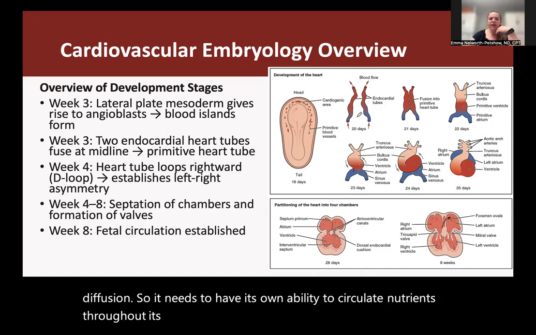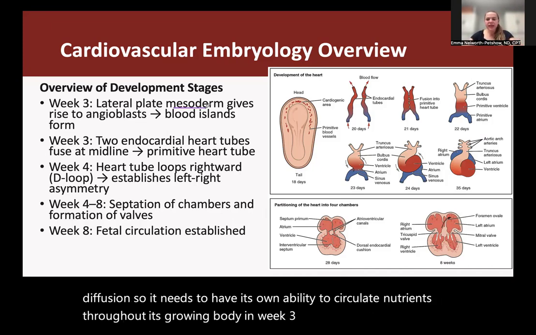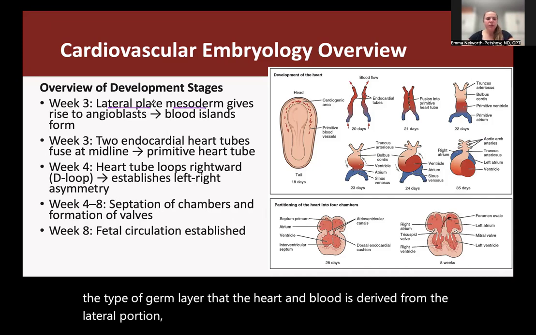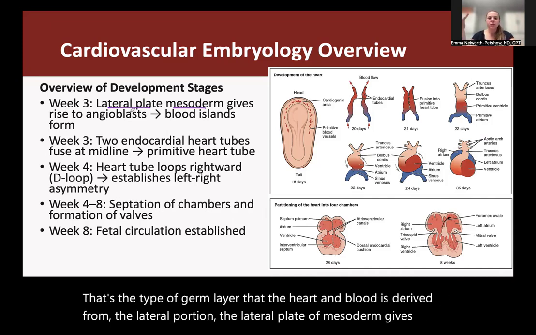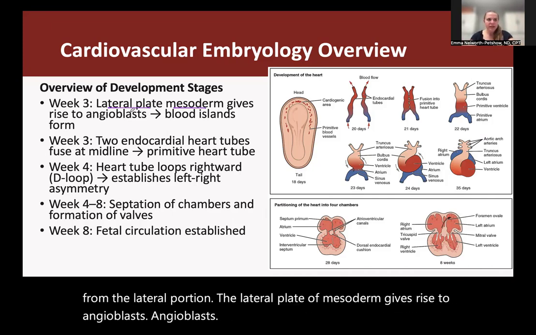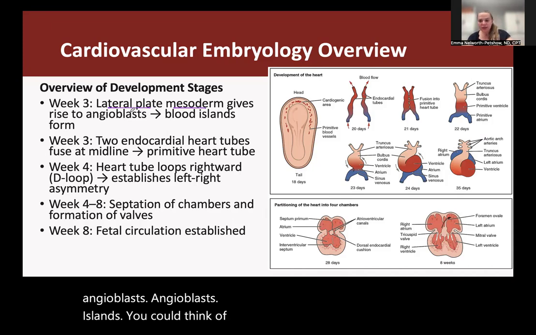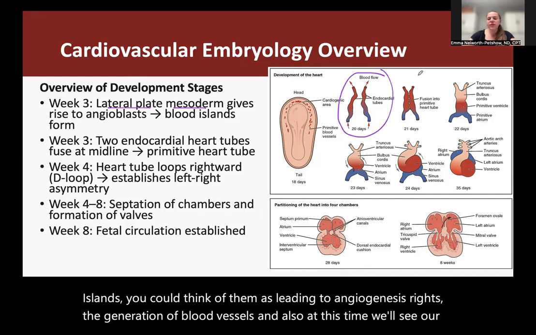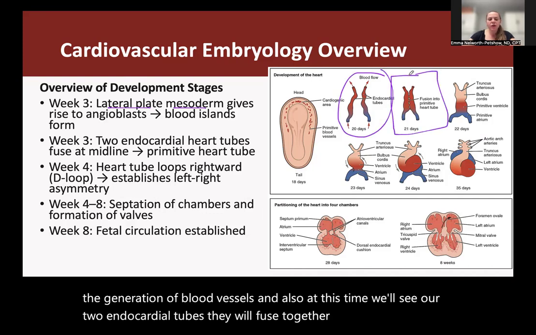In week 3, you'll see mesoderm. That's the type of germ layer that the heart and blood is derived from. The lateral plate of mesoderm gives rise to angioblasts. Angioblasts are blood islands. You could think of them as leading to angiogenesis, right? The generation of blood vessels. And also at this time, we'll see our two endocardial tubes. They will fuse together to create our primitive heart tube.